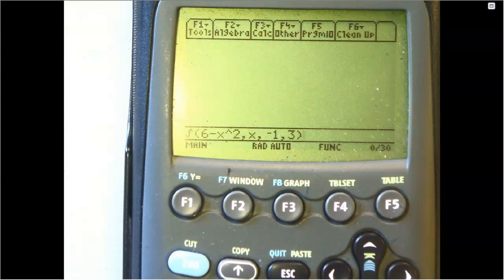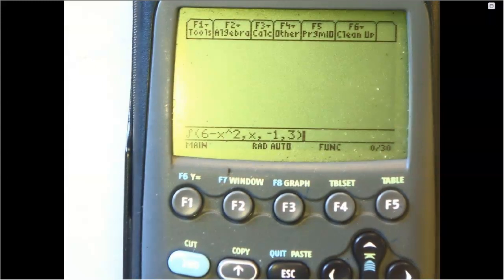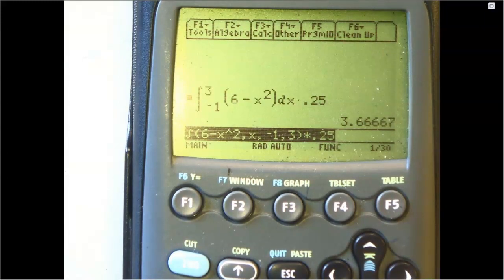Delete's like the back arrow. Okay, that's not the answer though. If I hit enter, that will not give me the correct answer. What do I still need to do? Times by 1/4 or divide by 4, whichever you want to do. Let's say times 0.25. That is my answer.